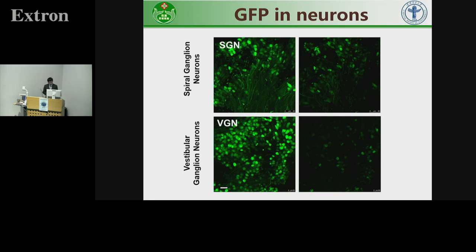Interestingly, in the spiral ganglion neurons and the vestibular ganglion neurons, because as we know, neurons are very difficult to be transduced by the virus, but with this approach, we found that both the spiral ganglion neurons and the vestibular ganglion neurons have a very high GFP expression efficiency. Here is the projection data of the confocal images, and we also have the Z-stack images of the different levels of the image.